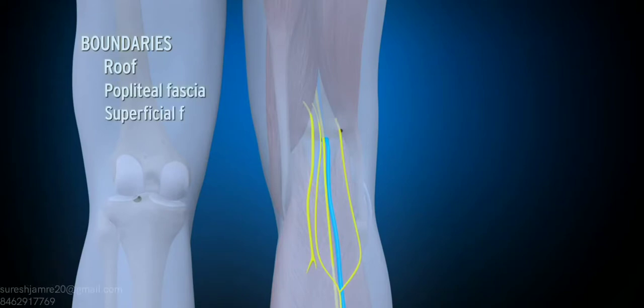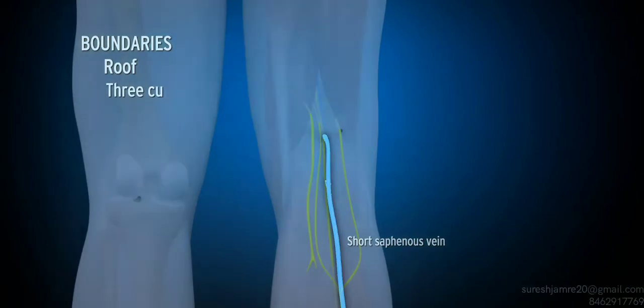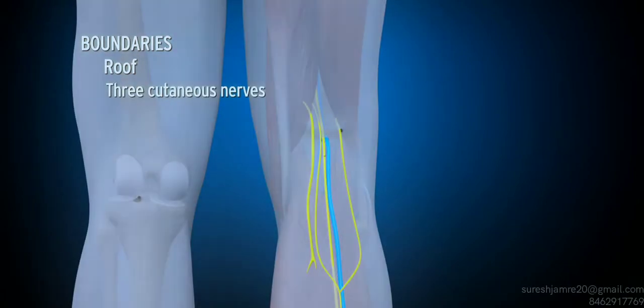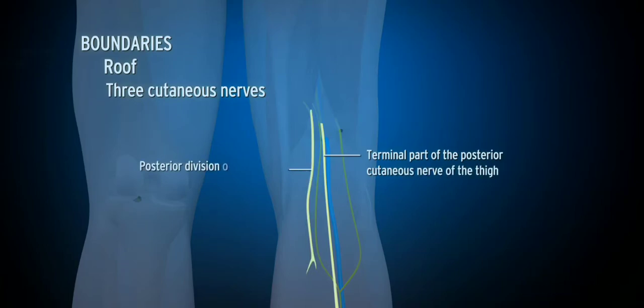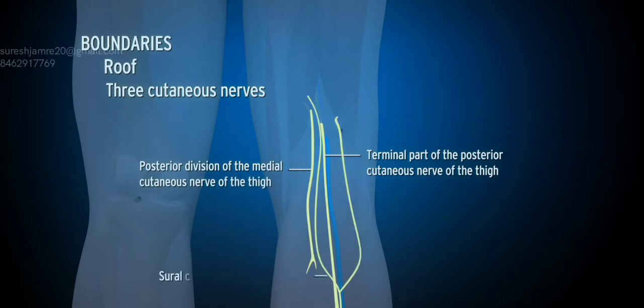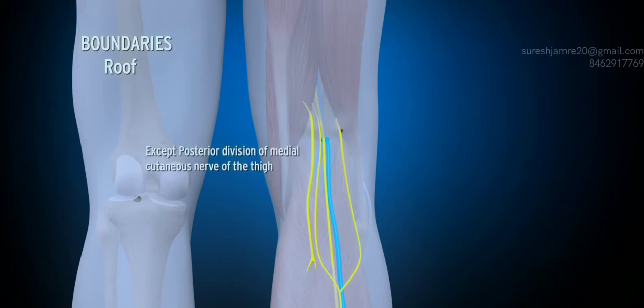The superficial fascia over the roof contains short saphenous vein, 3 cutaneous nerves, terminal part of the posterior cutaneous nerve of the thigh, posterior division of the medial cutaneous nerve of the thigh, and the sural communicating nerve. The roof is pierced by all these structures except the posterior division of medial cutaneous nerve of the thigh.